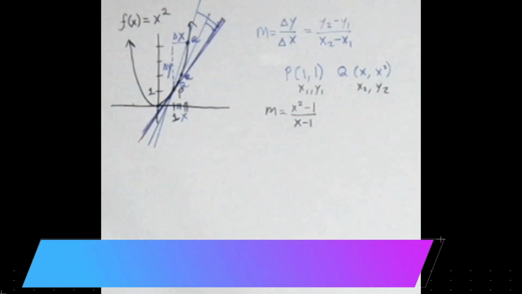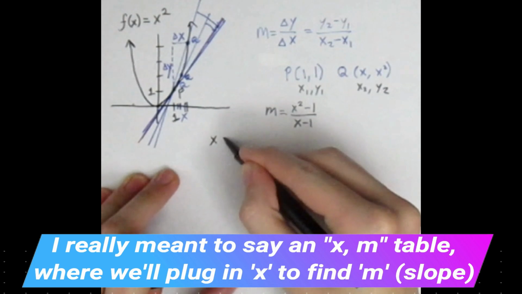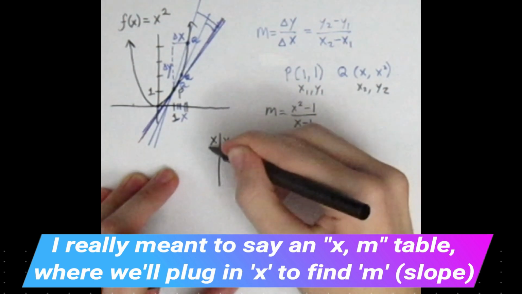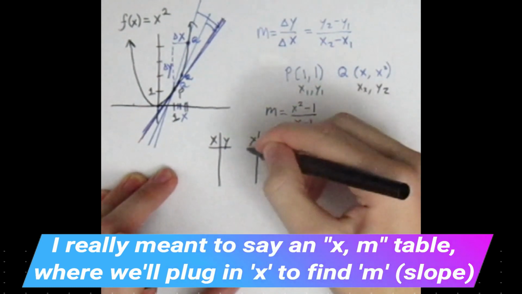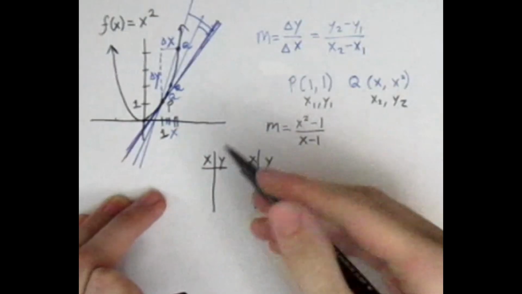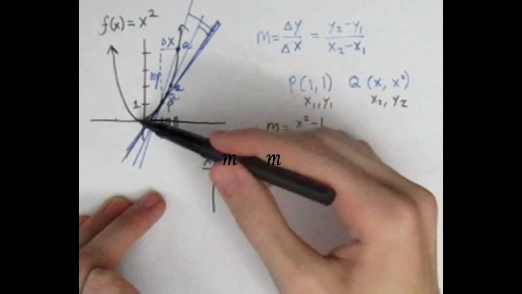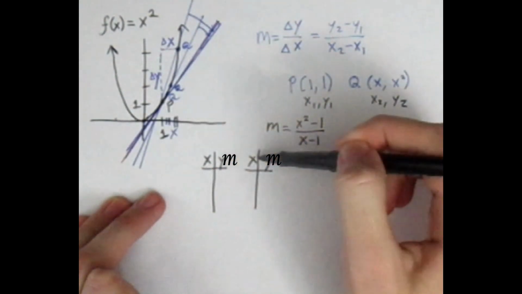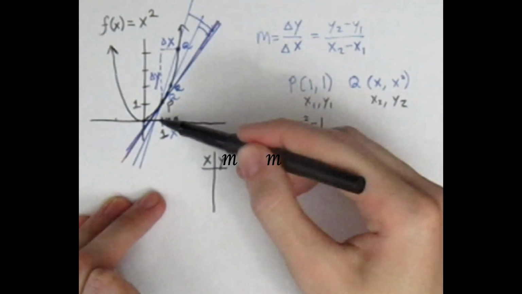Our next step now is to make an XY table. So I'm going to make 2. The reason why we're making XY tables is because we're going to plug in an x value and find what m is, or the slope. And I'm going to use one table for x values approaching 1 from the left and the other one for x values approaching 1 from the right.